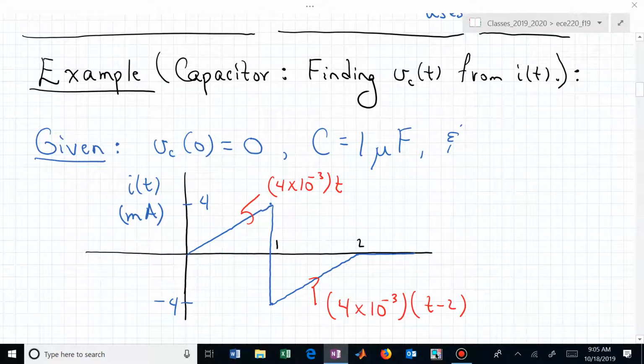Suppose we're given the following information shown. We are told that the initial voltage on the capacitor is 0. We're told the capacitor is 1 microfarad, and somebody now tells us that this is the current waveform associated with that capacitor. They're essentially telling us that it's linear from 0 to 1, and the time axis is in seconds. Let's label that. So this is now in seconds.